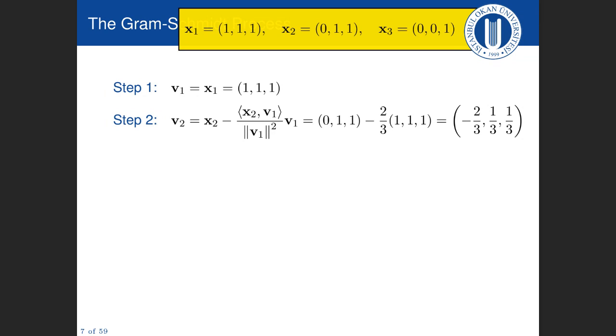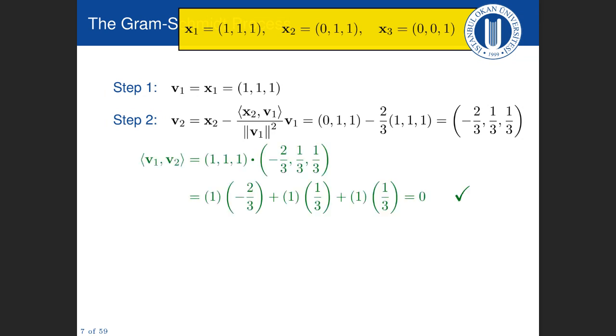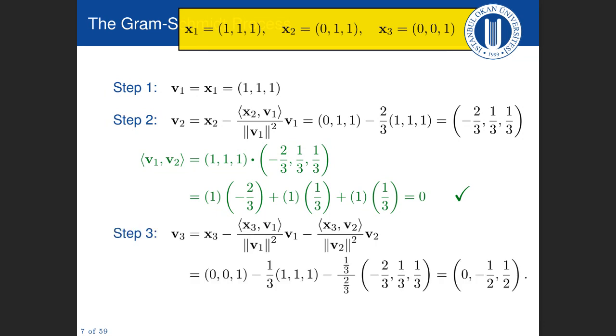And then we keep going. We've got three vectors, so we're going to have three steps in our process. Before we do that, quickly check that we didn't make a mistake. Are these two vectors orthogonal? Calculate the dot product, we get zero, so yes. Move on to step three.